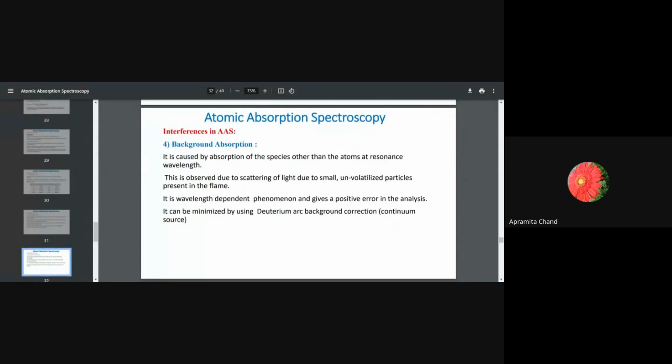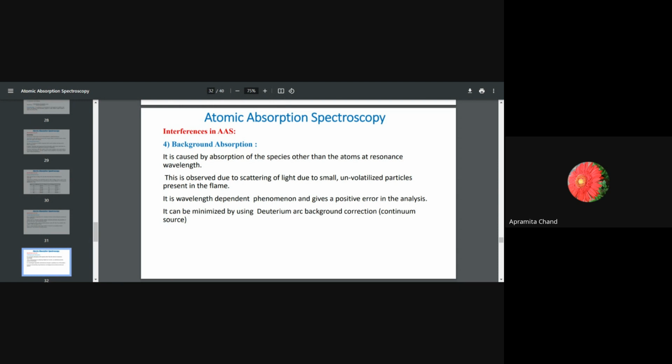Now the other interference which can occur is because of the background absorption. Now, why is this background absorption caused? It is caused by the absorption of species other than the atoms at the resonance wavelength, and this is observed because of the scattering of light due to small unvolatilized particles which are present in the flame.